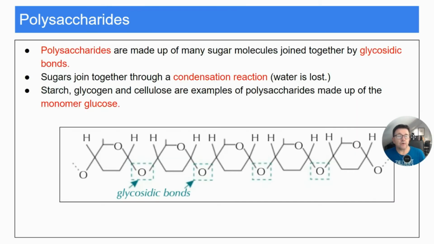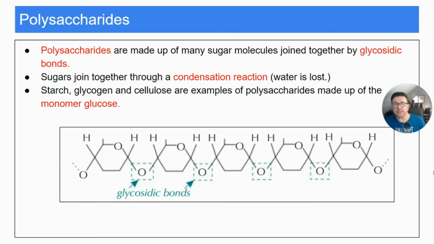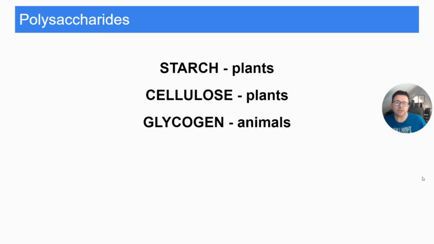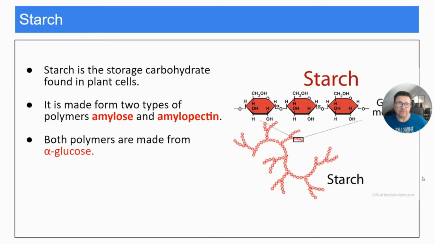Right, so disaccharides join together and make polysaccharides, which are made of many sugar molecules joined together by glycosidic bonds. Sugars join together through a condensation reaction. There are three main examples that we need to know: starch in plants, cellulose in plants, and glycogen in animals. So first of all, starch.